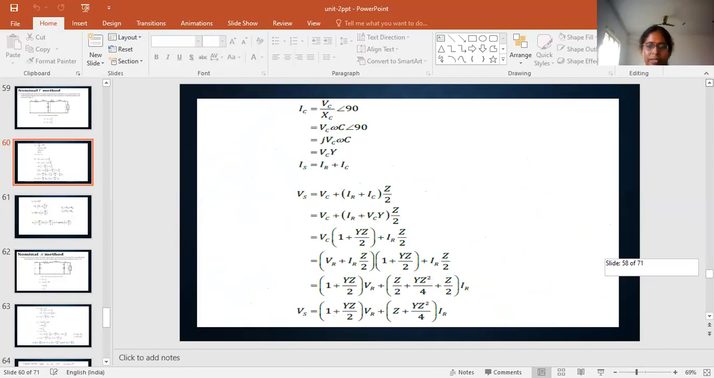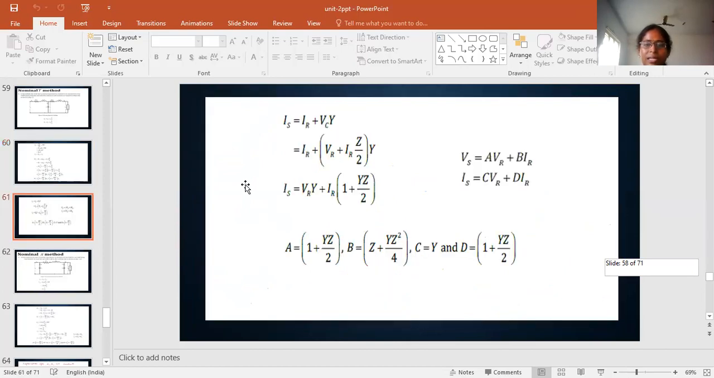See here, this is the derivation for the Vs. In the Vs, the Is value is placed here and the Vc value is also substituted here, and multiplying these two equations, we can get the Vs value equal to (1 plus YZ by 2) into VR plus (Z plus YZ square by 4) into IR. Vs value in terms of VR and IR.